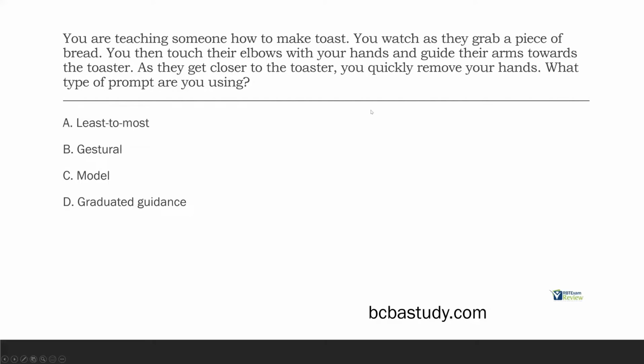You're teaching someone how to make toast. You watch as they grab a piece of bread. You then touch their elbows with your hands and guide their arms toward the toaster. As they get closer to the toaster, you quickly remove your hands. What type of prompt are you using?